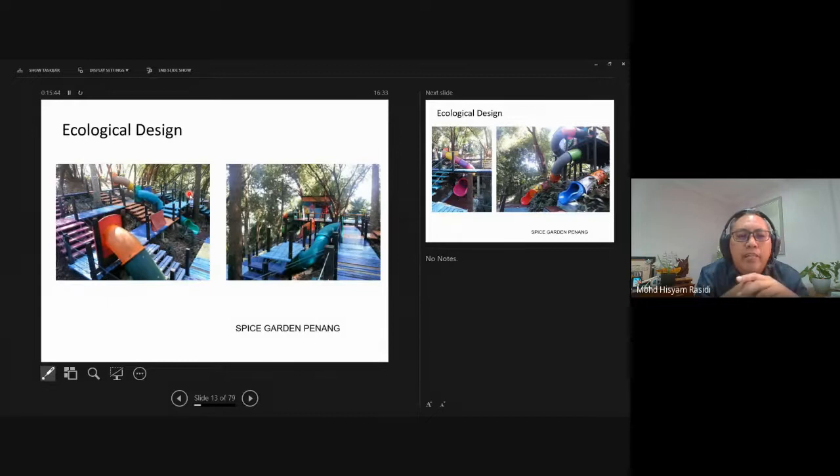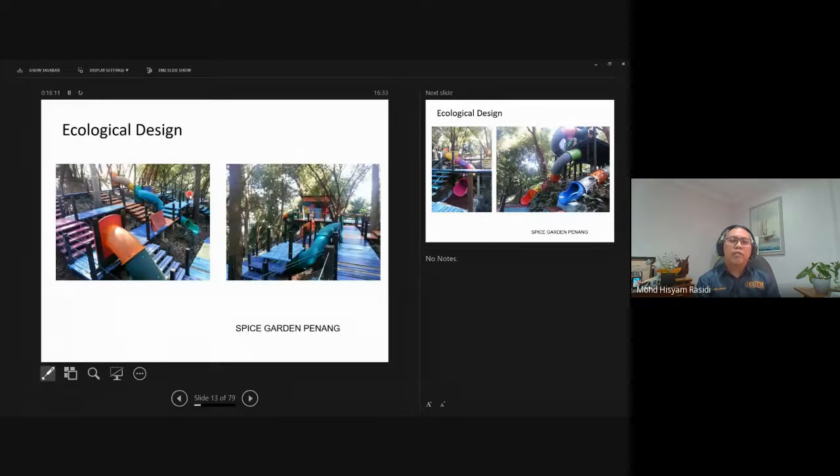So the designer maintained the structure of the landform. So you can see this is the playground that is fitted along the sloping side, okay, and with some trees over there. So this shows that the structure of this playground complements the existing landform.